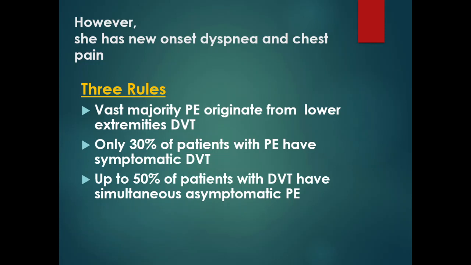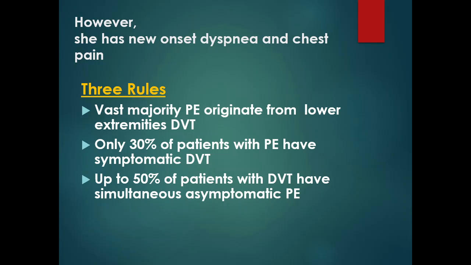But only 30% of patients with PE have symptomatic DVT. So 70% of patients with PE, their leg examination is normal. They don't complain of DVT. So the presence of a normal examination of the legs, the lack of symptoms of DVT, does not in any way rule out pulmonary embolism. And up to 50% of patients, half of patients with DVT, like our patient, have simultaneous asymptomatic PE.